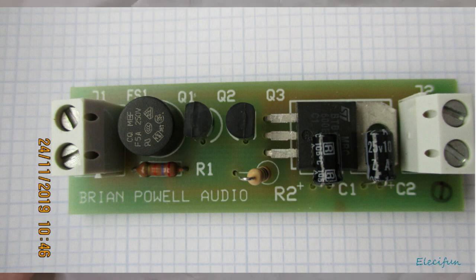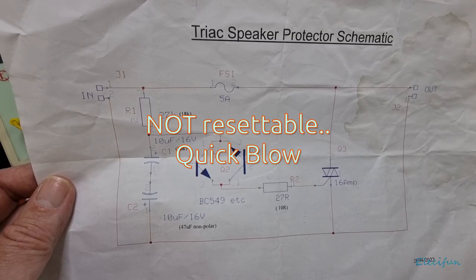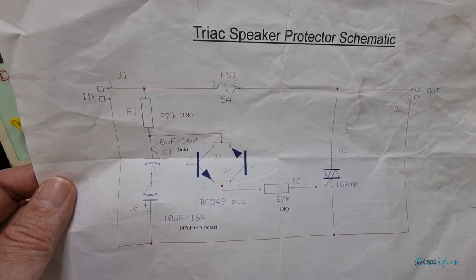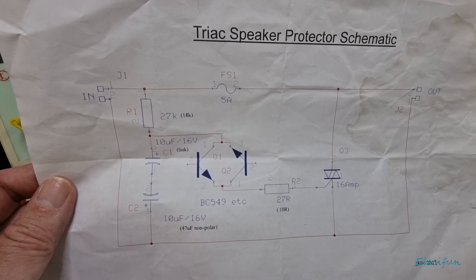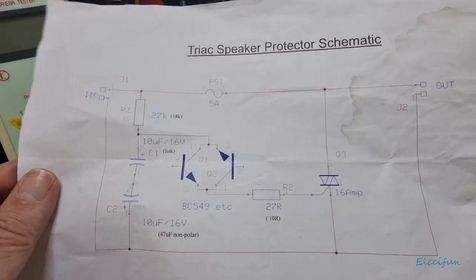Quickly, this is a variation of the board, and the only difference here is where it says Powell, you'll see a black cylinder type thing. That's a resettable fuse. I don't have that on mine. I have little 5-amp fuses on mine, and my 5-amp fuse blew, which is brilliant because it didn't blow my speaker.